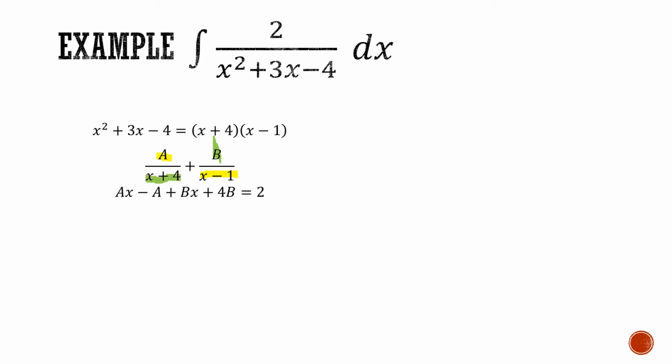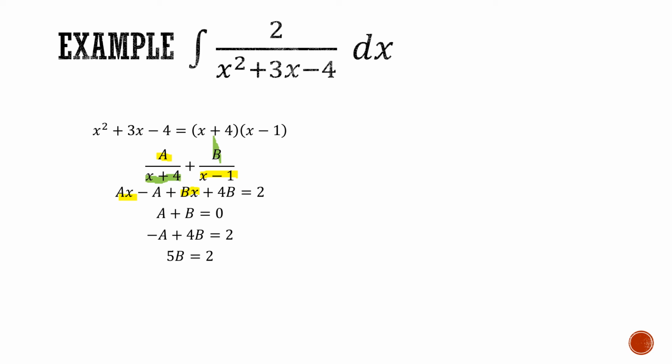And so I'm going to have ax minus a plus bx plus 4b, and again, that's just the numerator, so I know that numerator has to equal the numerator of my original, which was 2. Now setting my like terms together, I'm going to have a plus b equals 0, so those are my x terms. So ax plus bx equals no x on this side, so a plus b equals 0. And then my constants of -a plus 4b has to equal 2.